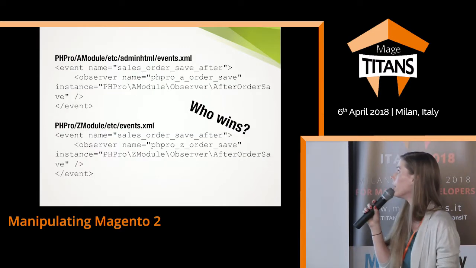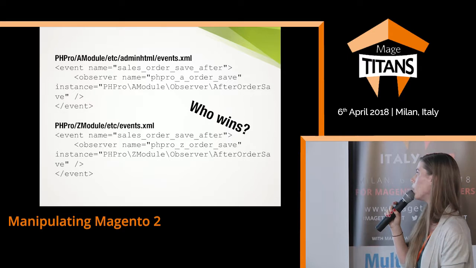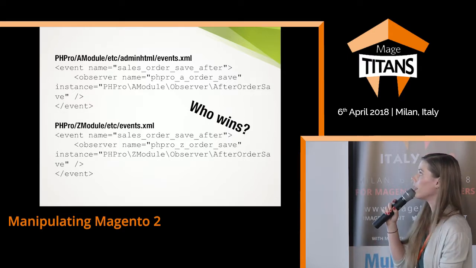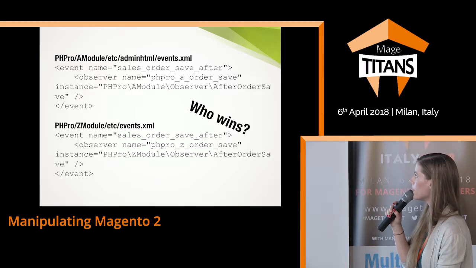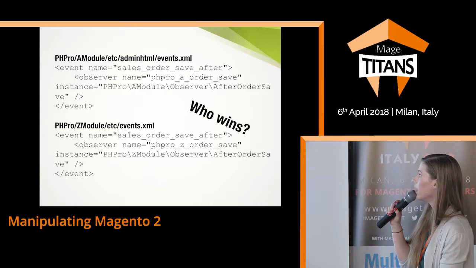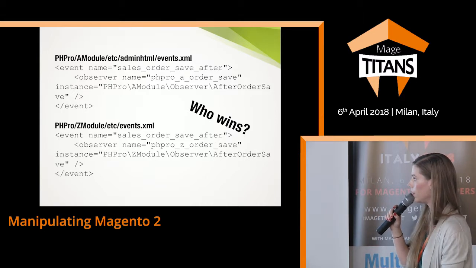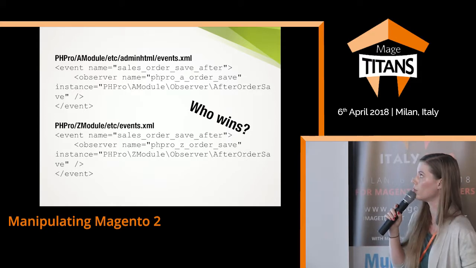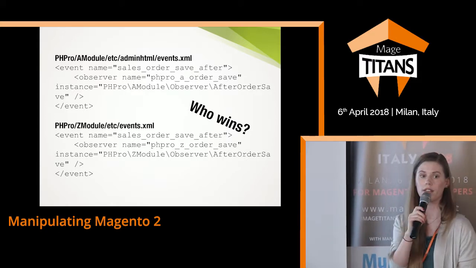Okay, again, we have two modules. One has an event defined in the admin area. It's listening to the sales order save after, and the other module has an observer defined in the global area. Which of these two observers is triggered last?